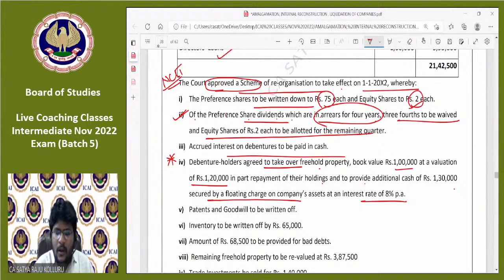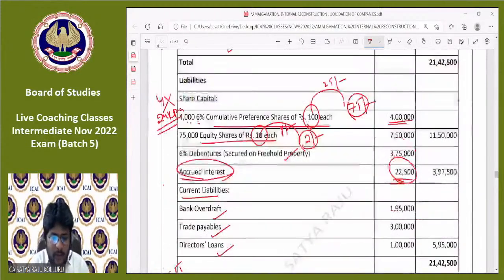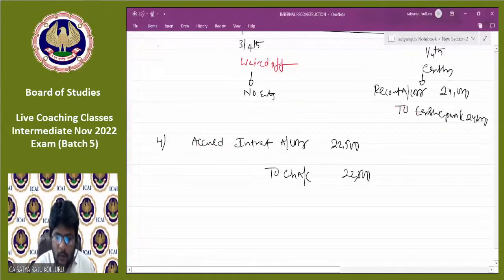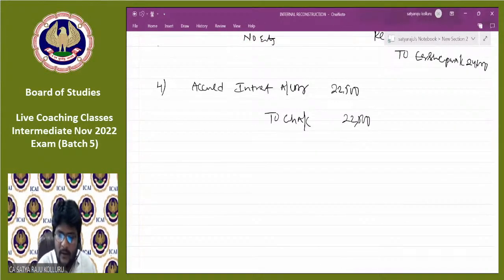First, debenture holders agreed to take over the freehold property. First, he is talking something about the freehold property, right? Don't think in the angle of debenture holders. First, we can think in the angle of freehold property. Sir, in the books, if you observe the freehold property, how much is available? 4,25,000. So the total freehold property availability is 4,25,000, right? Now first put that freehold property 4,25,000.